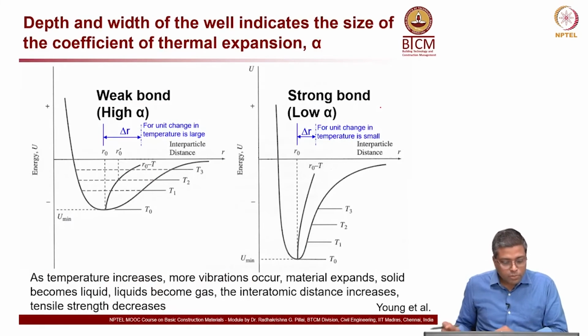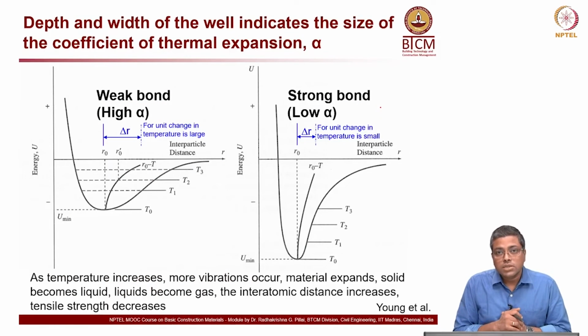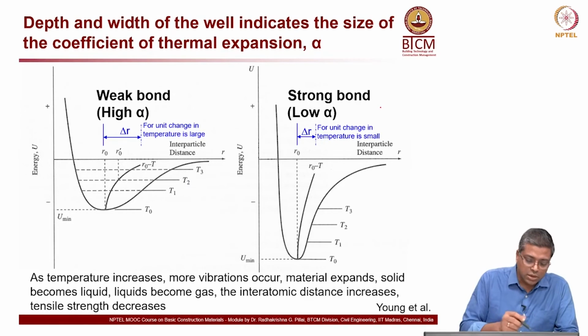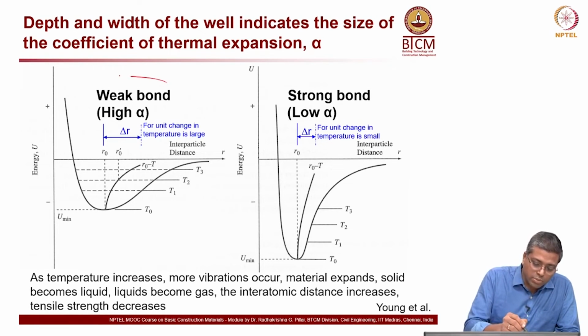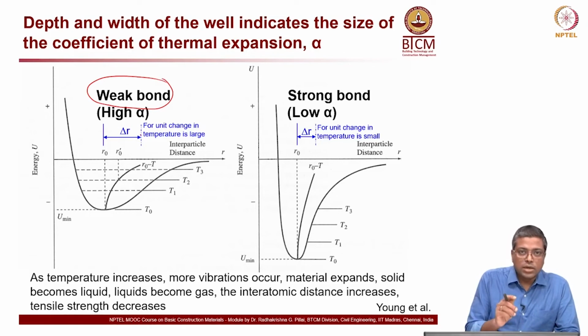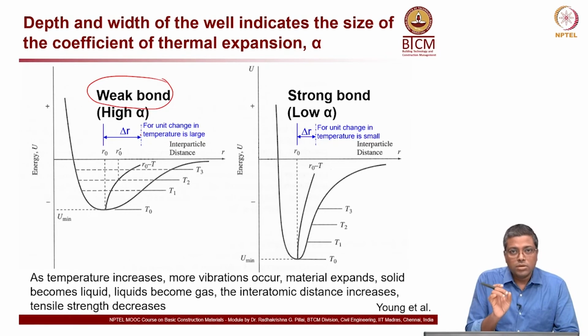Okay. Now, let us look at what the shape of this diagram means, how it is related to the coefficient of thermal expansion, and how we can use these graphs to understand it. So, let us look at the case of a weakly bonded material on the left side. There I put high alpha, that means a high coefficient of thermal expansion. That means this delta R is large for a similar change in temperature.